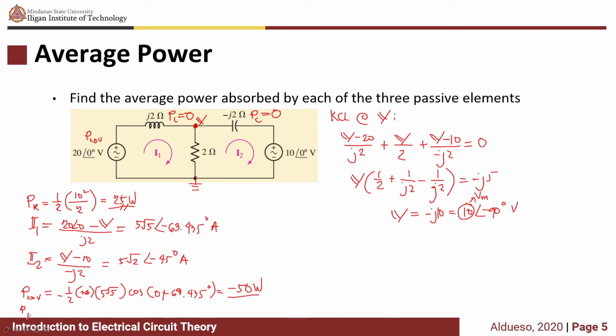For our 10 volt source, following the passive sign convention, we have 1/2 times 10 times 5√2 times cosine of the angle of our 10 volt source, which is 0, minus negative 45, so plus 45, equal to 25 watts. So our power supplied is equal to the power absorbed.